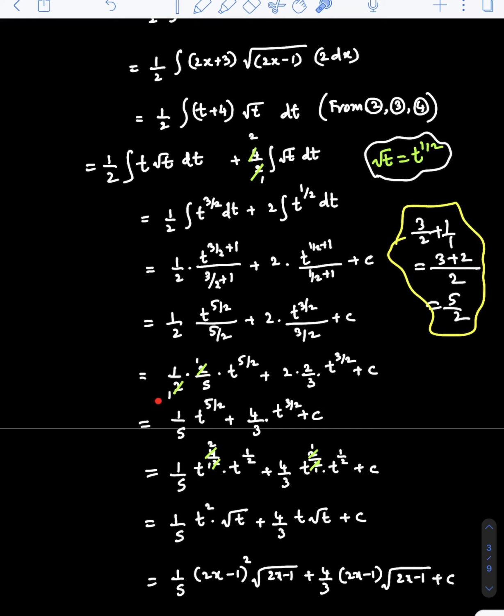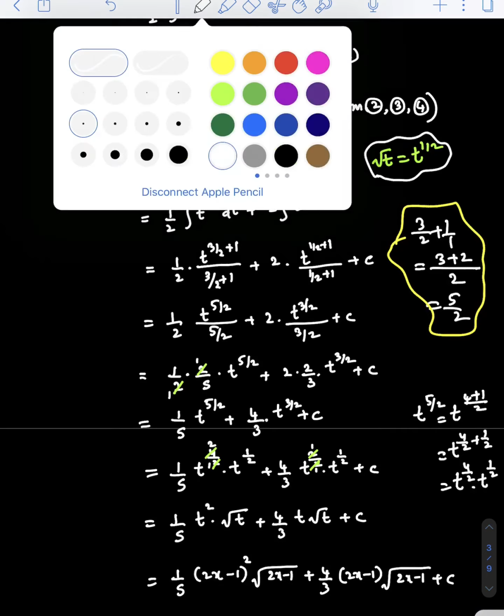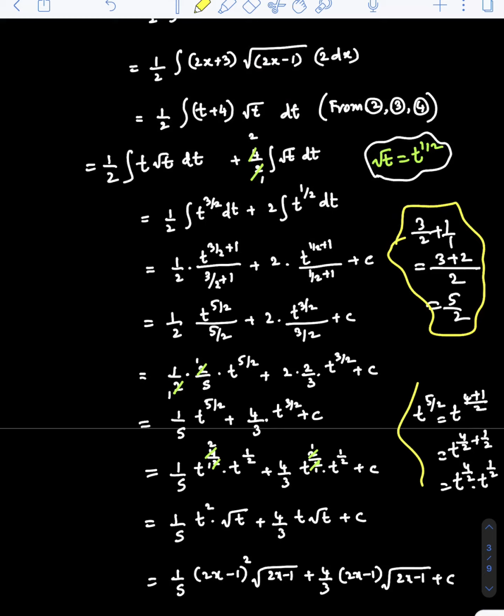Next, from this onwards. Here the 2s cancel, no? And 1 by 5 t power 5 by 2 plus 4 by 3 t power 3 by 2 plus c. And t power 5 by 2 is rewritten as t power 4 by 2 plus 1 by 2. That is t power 4 by 2 into t power half. So this has happened in this step.